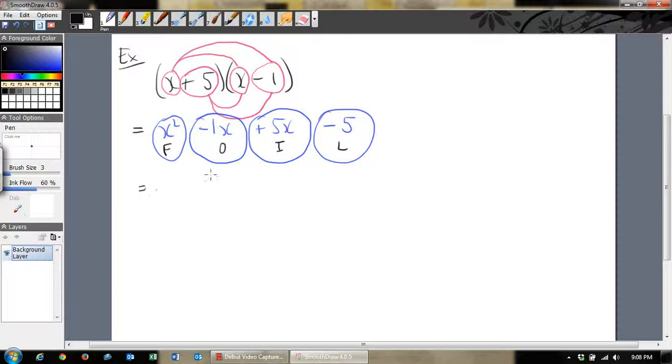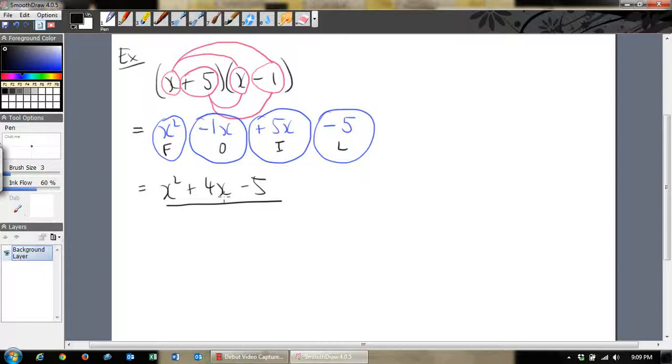And so once we've got that, we can just simplify. What have we got? We've got 1x squared term there, so that'll just be x squared. We've got negative 1x plus 5x. They are like terms, we need to simplify those. Negative 1 plus 5 will be positive 4x. And we've got this constant term there, which won't get simplified anyway. So that is your answer. x squared plus 4x minus 5.